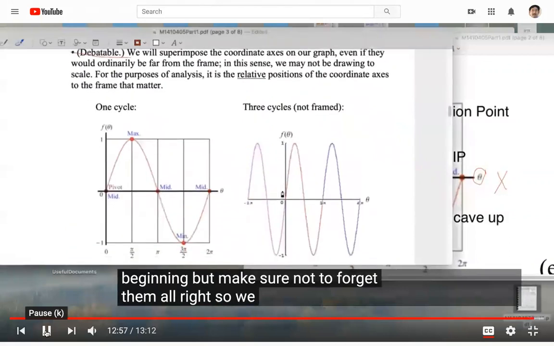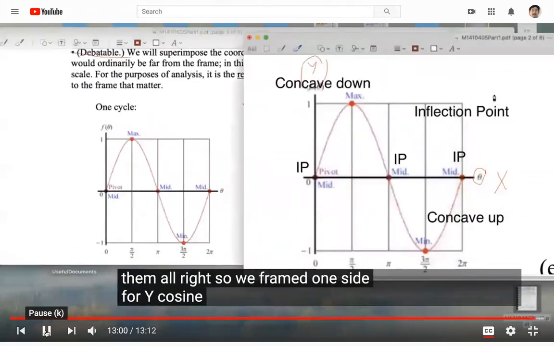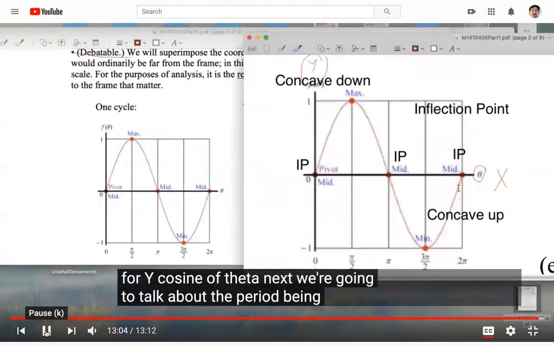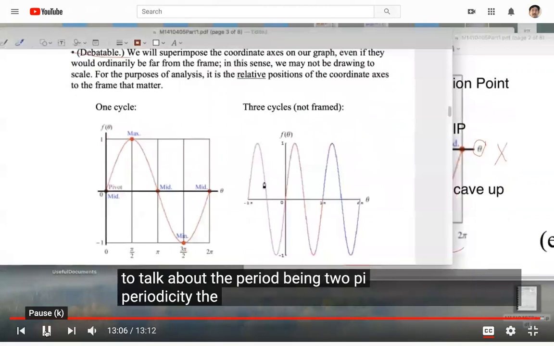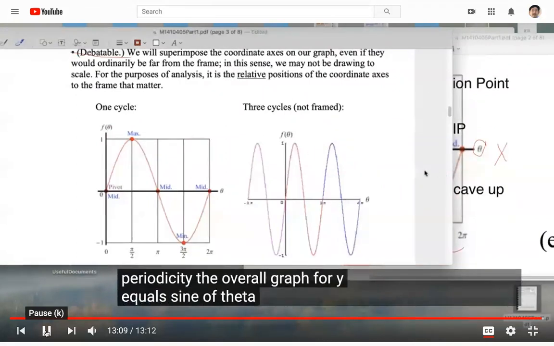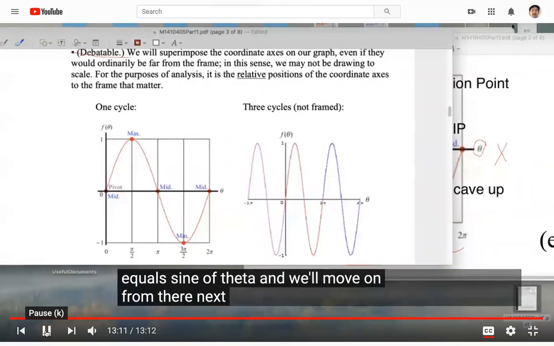All right, so we framed 1 cycle for y equals sine of theta. Next, we're going to talk about the period being 2 pi, periodicity, the overall graph for y equals sine of theta, and we'll move on from there next time.